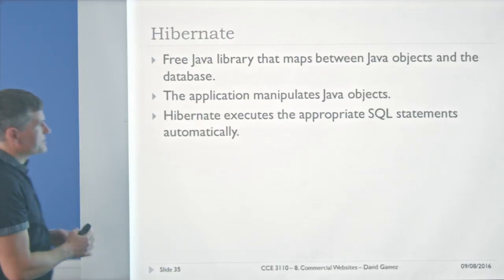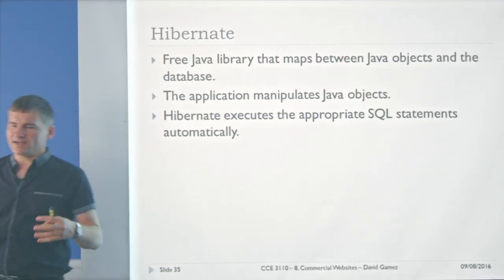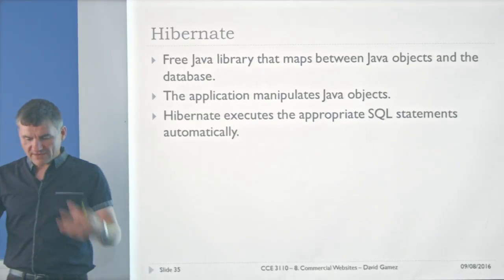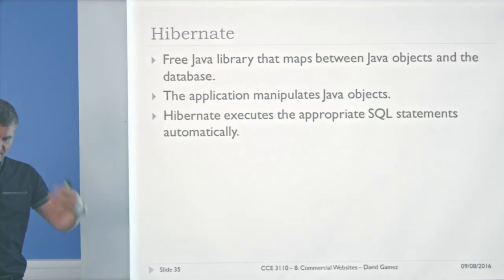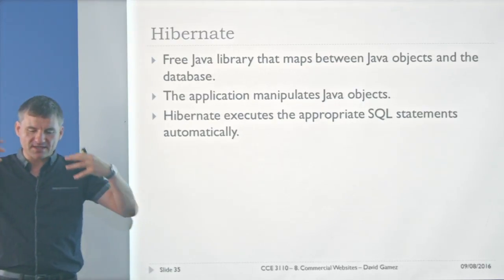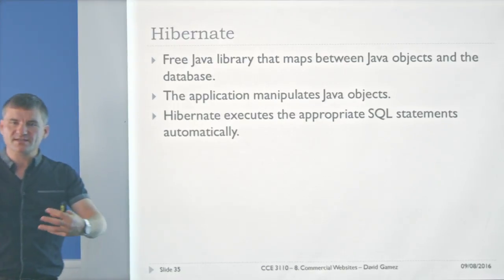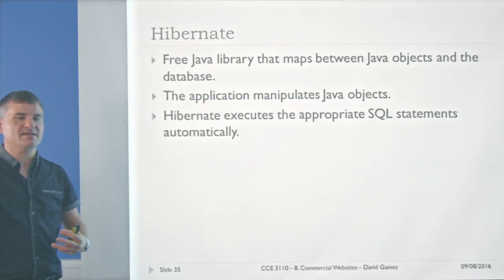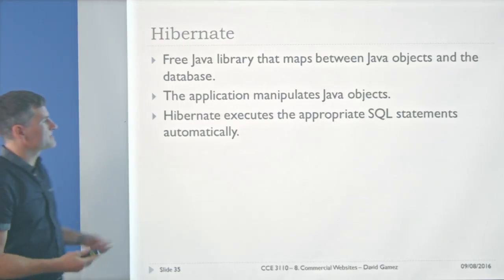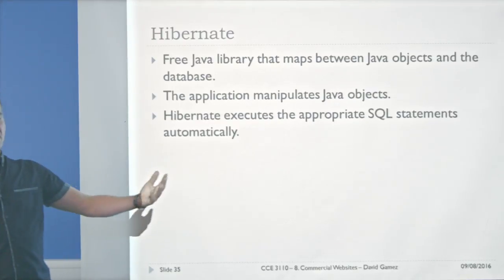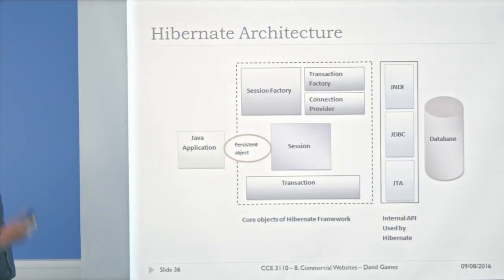So Hibernate is this free Java library that maps between Java objects and the database. So it's a kind of middleware. As a Java programmer, what you interact with are Java objects. And the middleware ensures that there's a mapping between these Java objects and the database. So if you change these Java objects, you're actually changing the fields in the database, and these Java objects, when you initially load them up, reflect the fields in the database. So Hibernate does all the messy SQL stuff behind the scenes automatically, and once it's configured, it works very nicely.